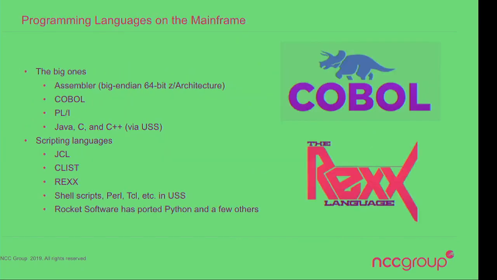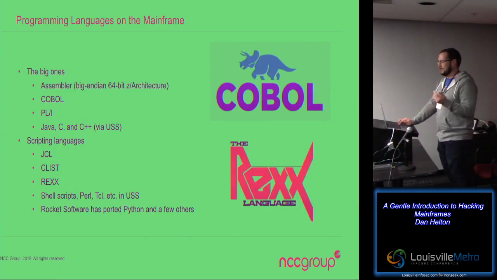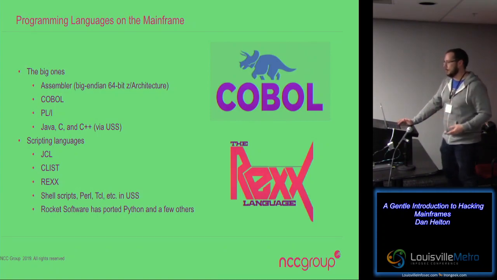Now on the platform, your big programming languages are going to be assembler. A lot of stuff is still written in C and assembly. COBOL obviously is a big one you hear about in the mainframe world. PL/1 is still fairly big. Fortran seems to have dropped off. I see less and less mentions of it in IBM literature. I don't know what's going on there. And then via USS, the Unix System Services, you also get access to Java, C, and C++, and more modern stuff. And Java is very popular on the platform.